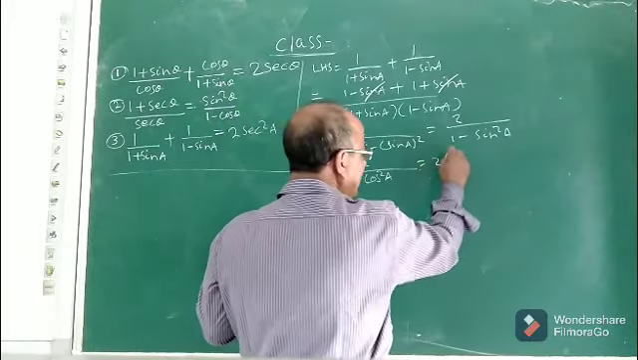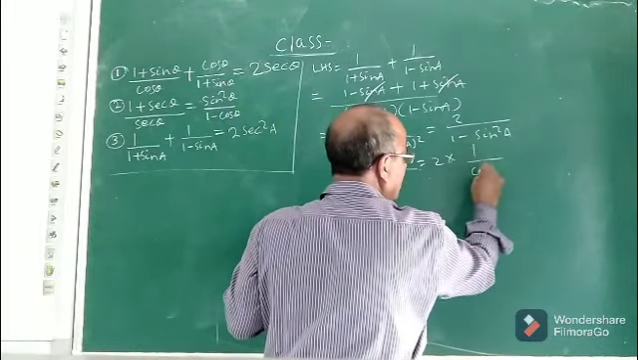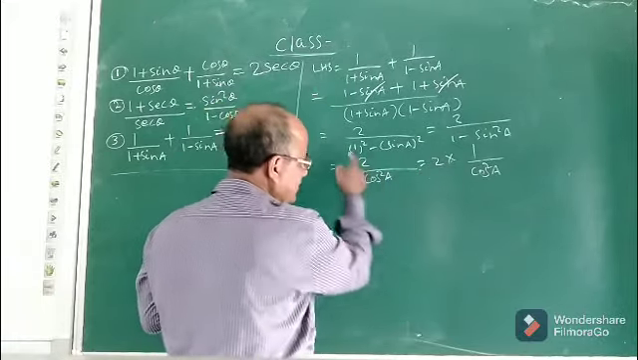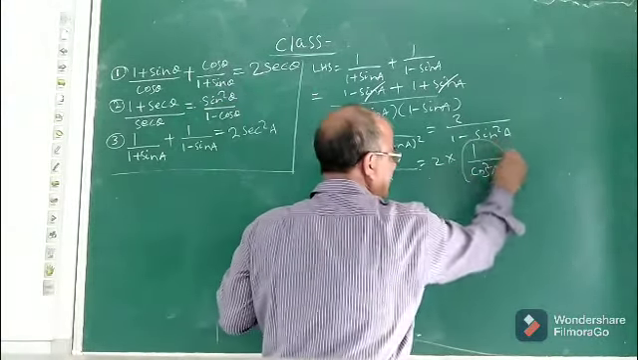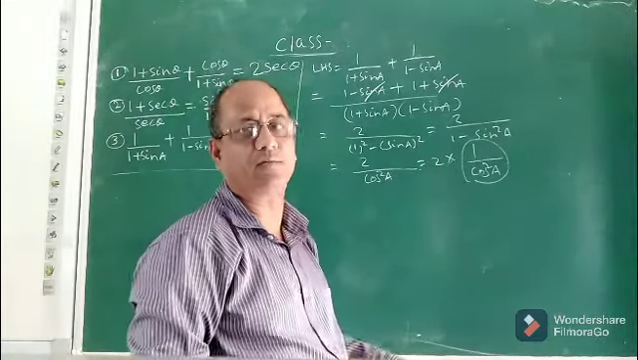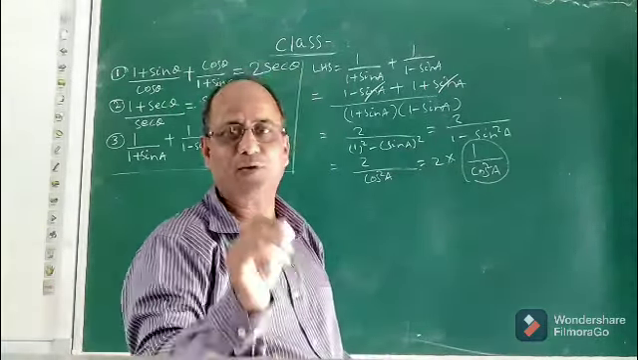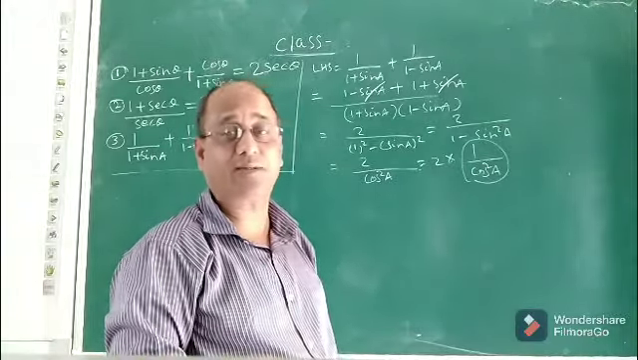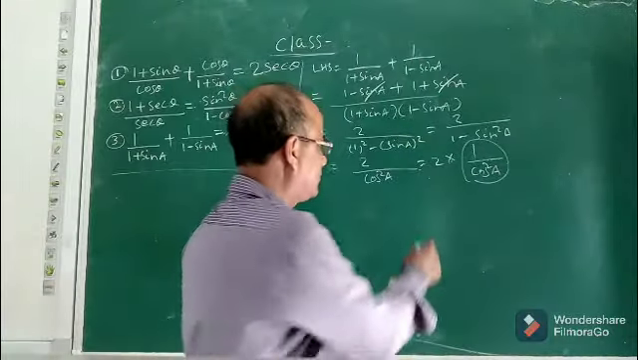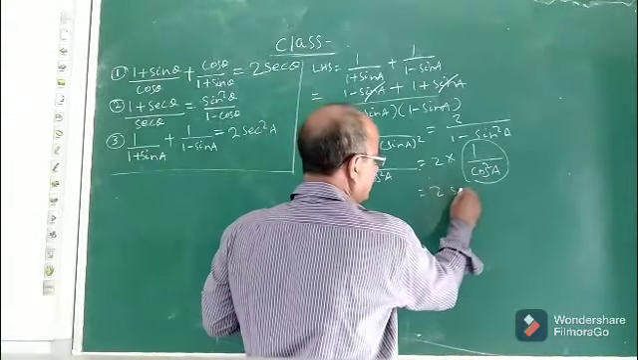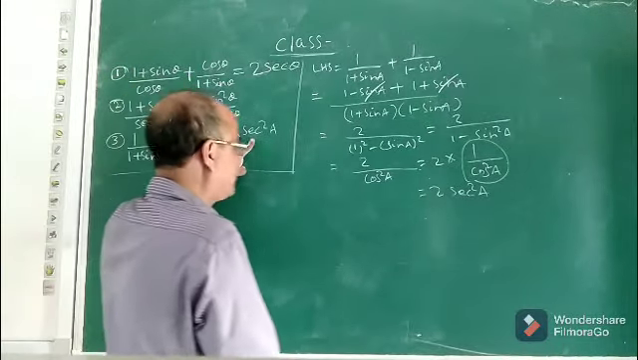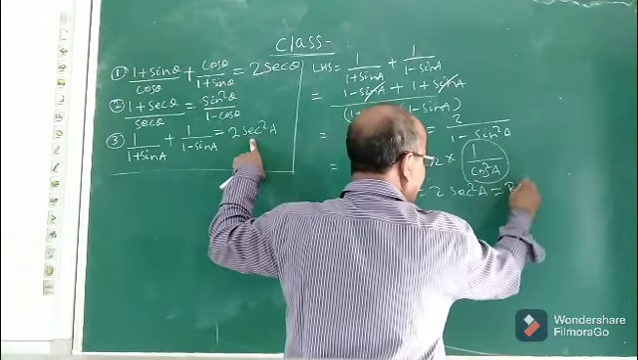So 2 by cos square A can be written as 2 into how much? 1 by cos square A. And look at this, 1 by cos square A will definitely be equal to how much? Sec square A. Why? Because 1 by cos A is sec A, so 1 by cos square A must be equal to sec square A. So this is equal to 2 sec square A. And see the RHS. In the RHS also it is given 2 sec square A. So I got the RHS.